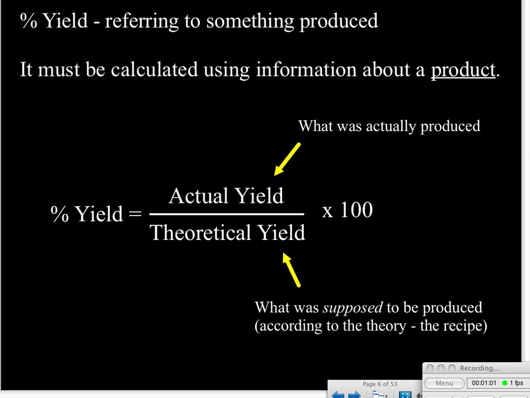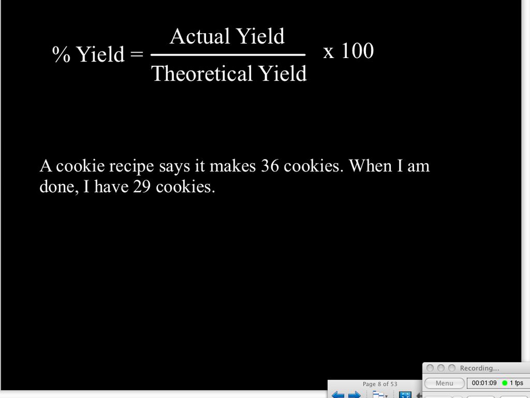So a real world example of a percent yield might be with baking. I like to make cookies. I like to eat cookies. And so a cookie recipe might say it makes 36 cookies. When I'm done, I like to taste the dough. When I take the cookies off the cookie sheet, you get a broken cookie. It shows up there on the cooling rack, and you can't leave a broken cookie there. You've got to eat the cookie.